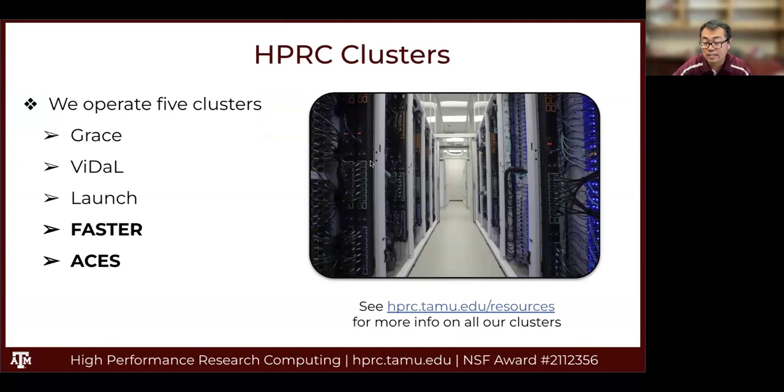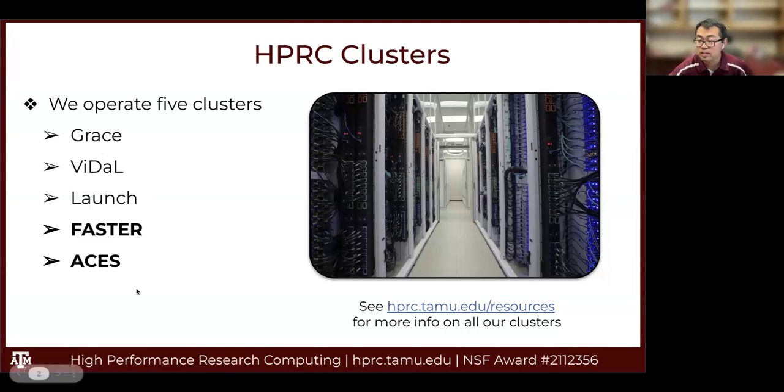Actually, at Texas A&M High Performance Research Computing, we operate 5 different computing clusters. The first one is called Grace. It's the largest computing cluster in our center, and it has about 1,000 nodes, and also about 100 GPU nodes. It was our flagship cluster before, and I think once it was on the Top 500 in the world, some years ago. And now we also operate 4 other computing clusters as well: Terra, Launch, Faster, and ACES.